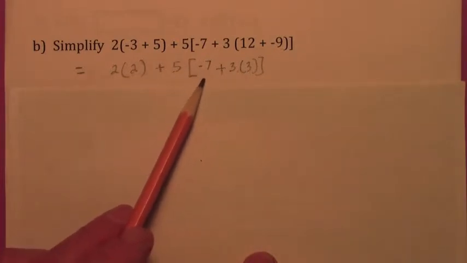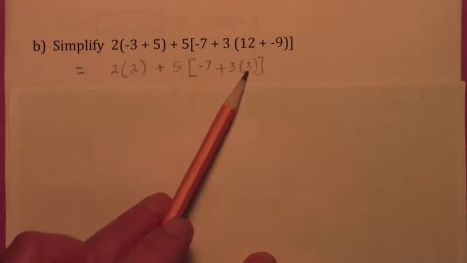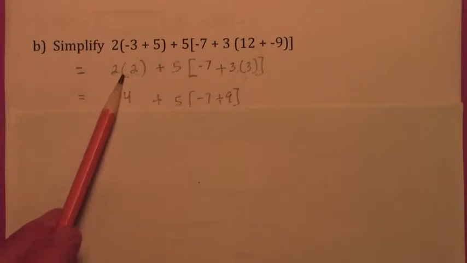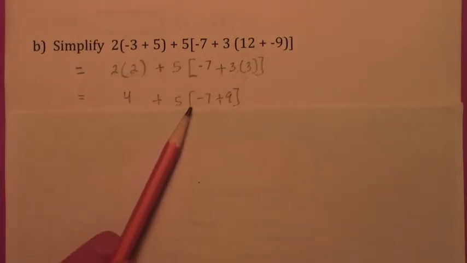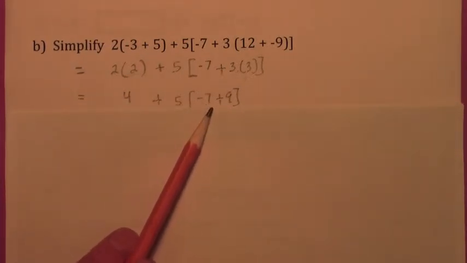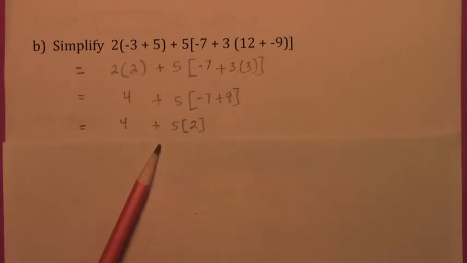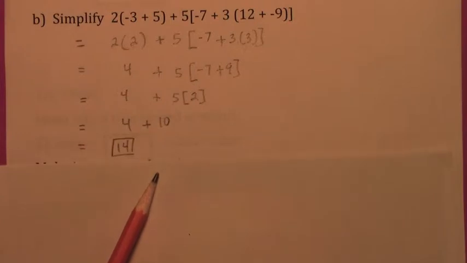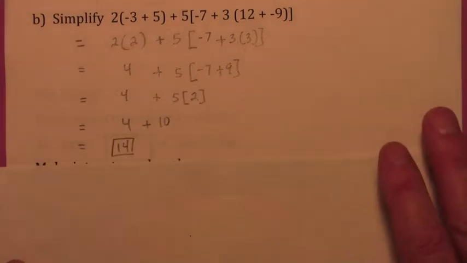Now inside the square brackets, you have negative 7 plus 3 times 3, so we do the multiplication next. 3 times 3 is 9. And I'm also going to multiply these two together and get 4. So I got 4 plus 5 times, this becomes a 2. Now I do the multiplication before the addition, so I get 4 plus 10, which is 14. Yay! Did you get 14?